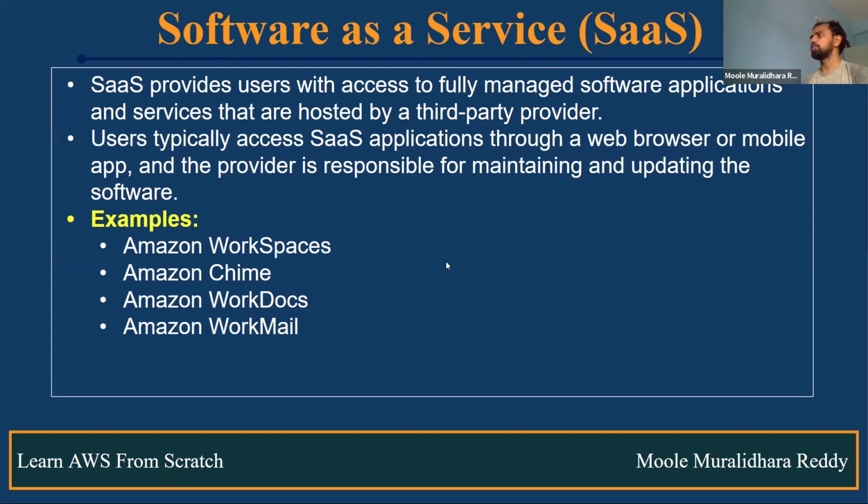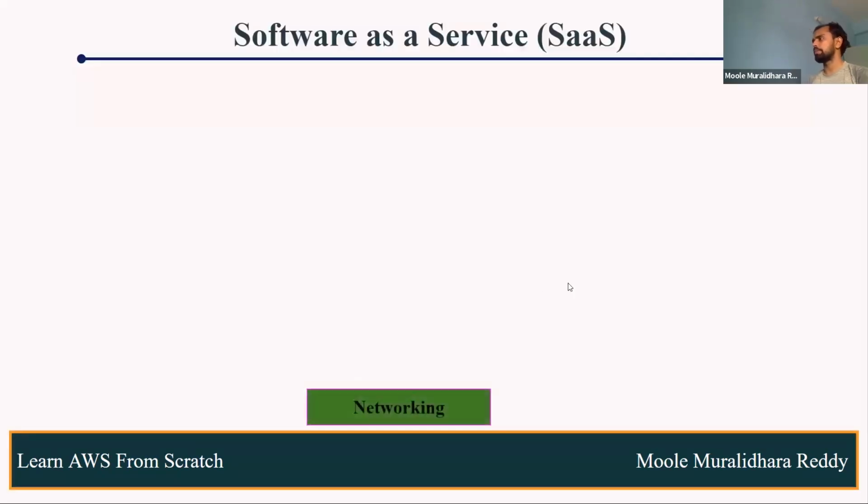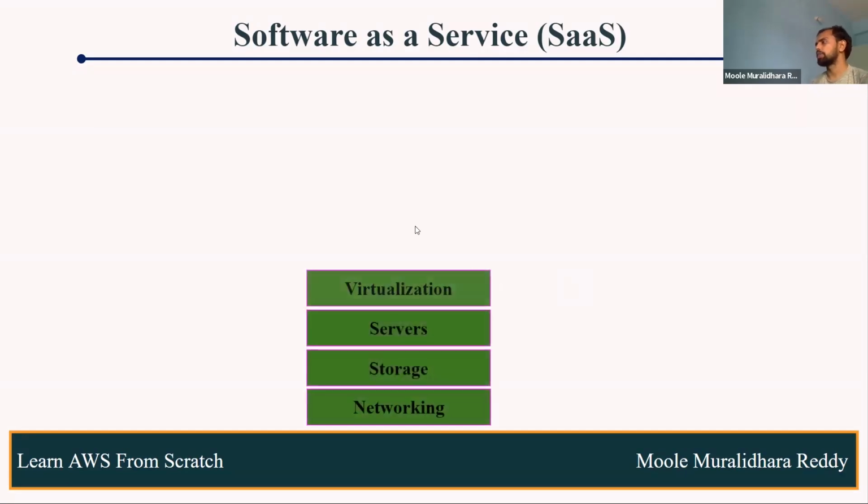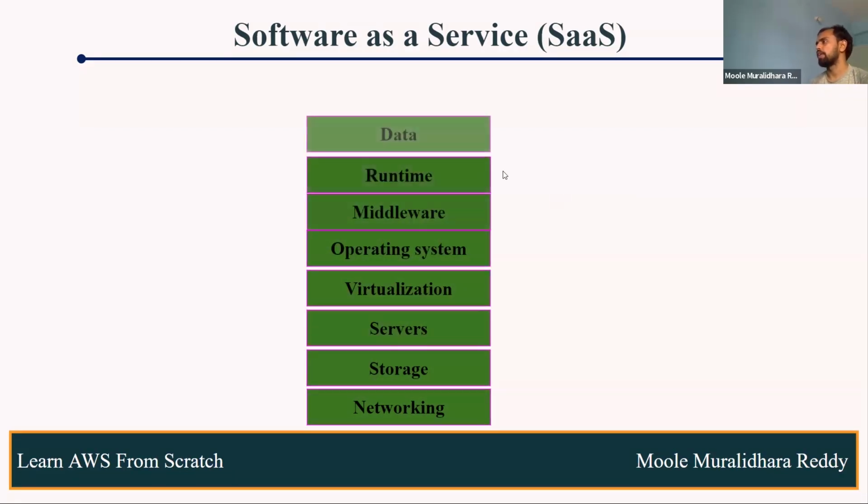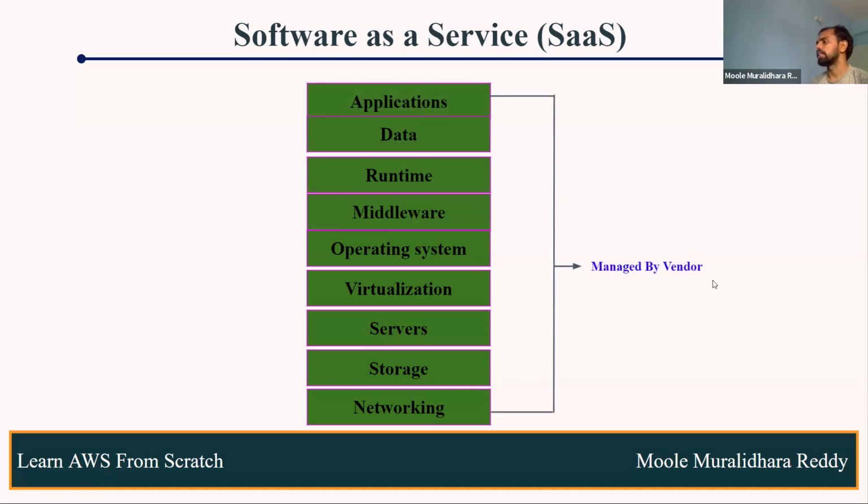Understand, right? Fine. I will show you that diagram so that you will get some idea. Here we have networking, storage, servers, virtualization, operating system, middleware, runtime. If you have any runtime data, and also the application, everything will be managed by the vendor only. Vendor is nothing but AWS, Azure, Google Cloud, all are vendors only. These are the major differentiations: infrastructure as a service, platform as a service, and software as a service. It depends on use cases.